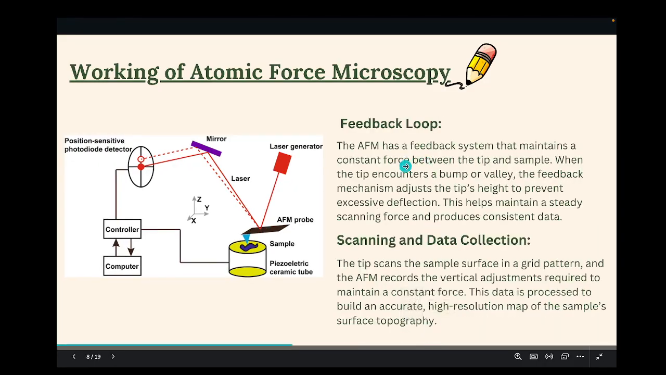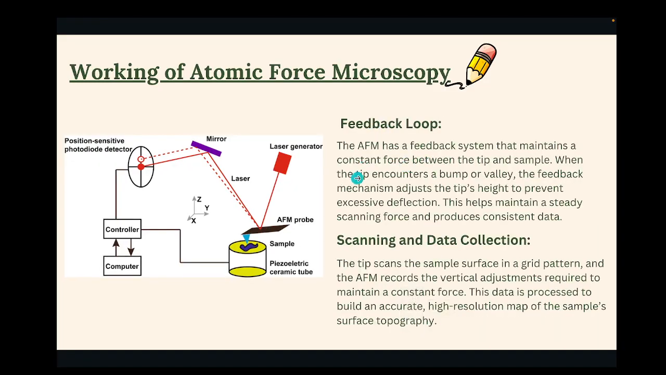So the feedback loop. As I have already told you how the feedback loop works, the AFM has a feedback system that maintains a constant force between the tip and the sample. When the tip encounters a bump or valley, the feedback mechanism adjusts the tip height and prevents excessive deflection. This helps to maintain steady scanning and produce consistent data. So this happens when the set point is given into the controller. And generally, the set point is what? It brings the deflected laser back to the center.